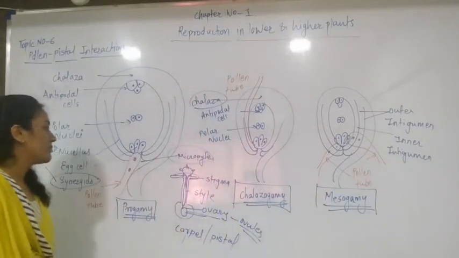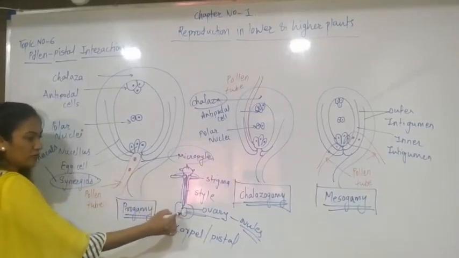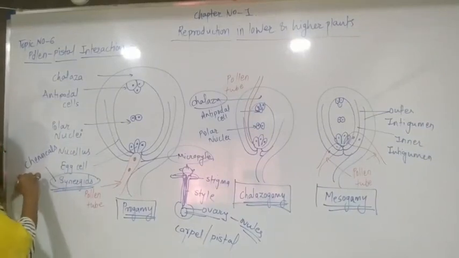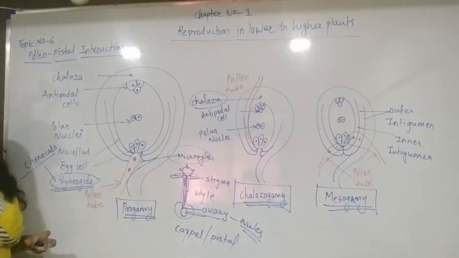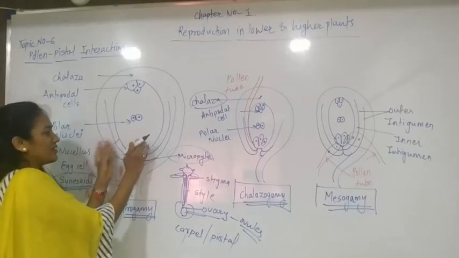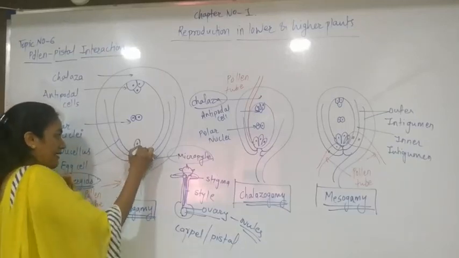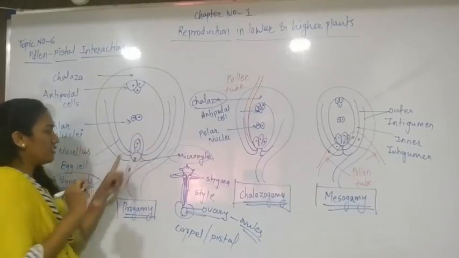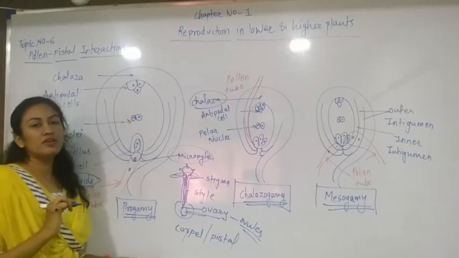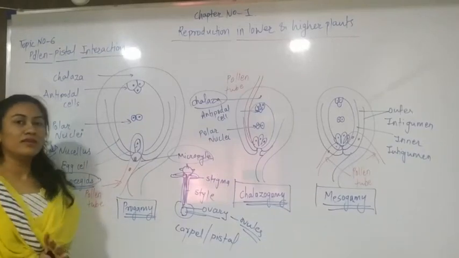And one more important part: who is responsible for the attraction of the pollen tube up to the ovule? The synergid cells. The synergid cells produce chemicals, and those chemicals attract the pollen tube towards the ovule. After producing that chemical, the synergid cells burst, because their function is enough. Now one gamete fuses with the egg cell, and the other one fuses with the polar nuclei, and the fertilization process takes place. So this is all about pollen pistil interaction.